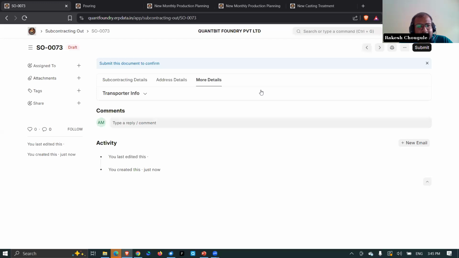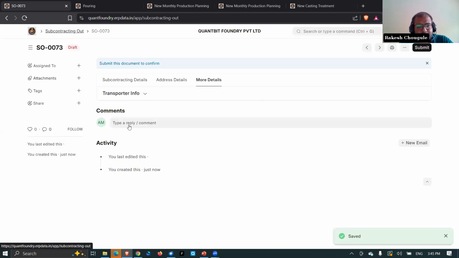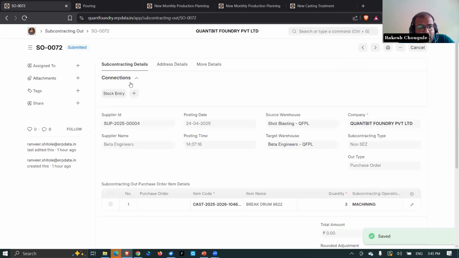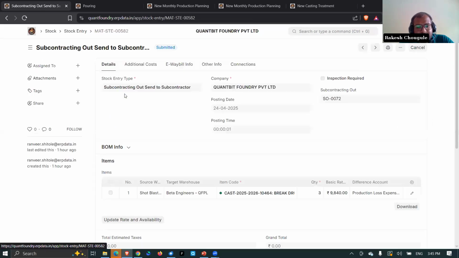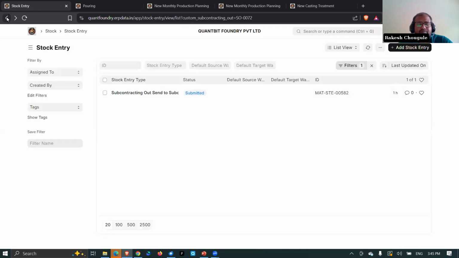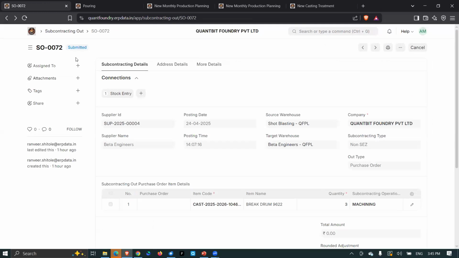After submitting this, there will be a stock entry for the movement. Here you can see that Beta Engineers received 3 quantity. We have created warehouses or locations for each subcontractor, so we can track stock at the subcontractor's warehouse.